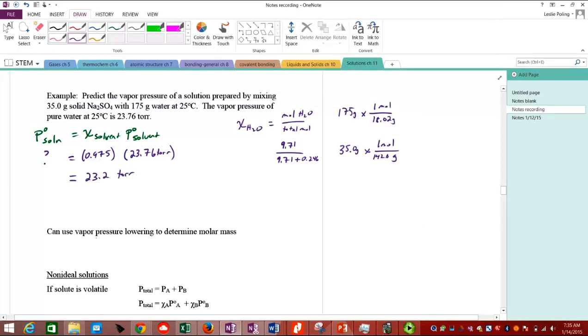Now, we could use vapor pressure lowering to determine molar mass, because if we have the mole fraction, we can get the moles. If we have the moles, we can get the molar mass.